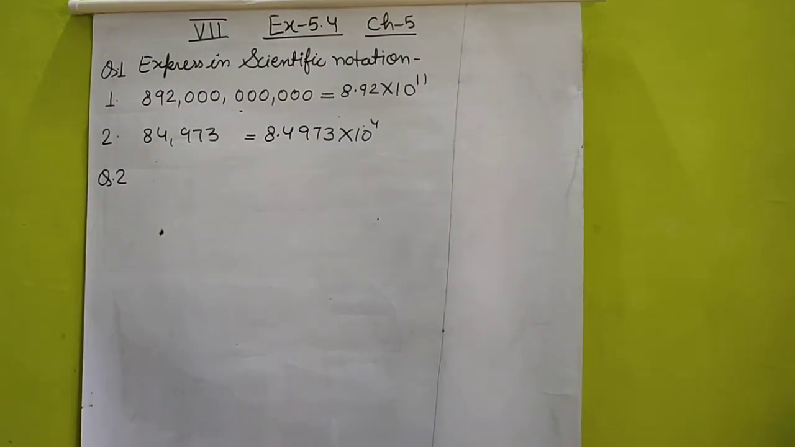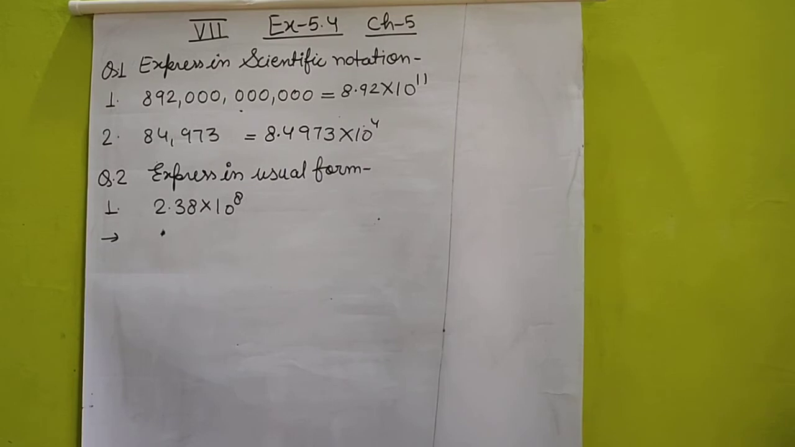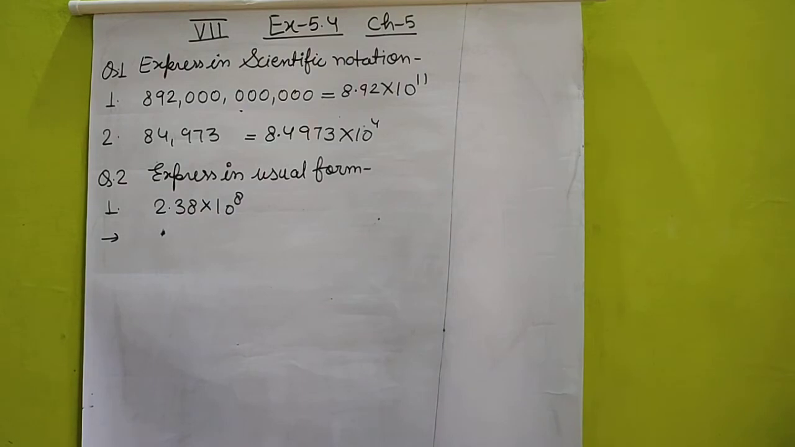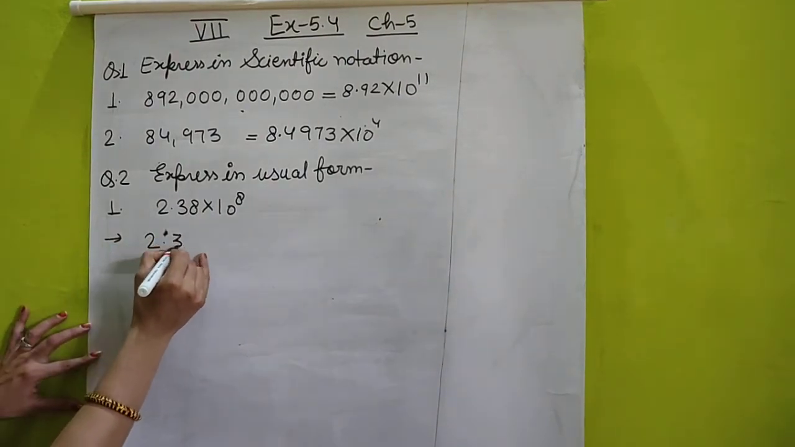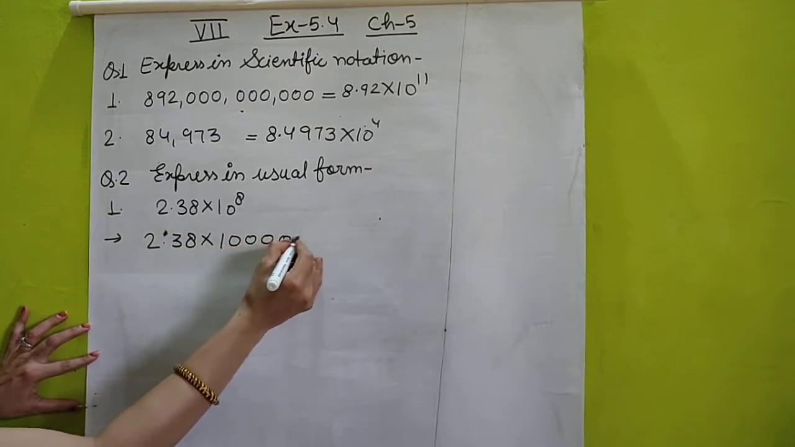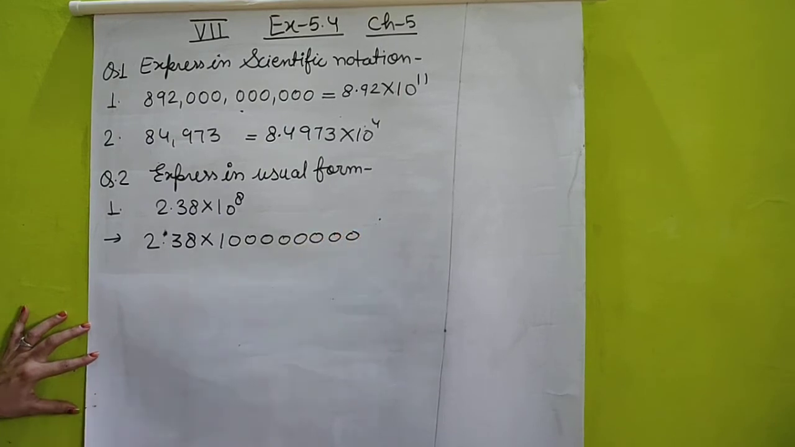Now question number 2. Students, the second number is to be expressed in usual form. Here the standard form is given: 2.38 times 10 to the power 8. So first of all we will write 2.38 and we will extend it by zeros: 1, 2, 3, 4, 5, 6, 7 and 8 zeros we will put, because the power of 10 is 8.